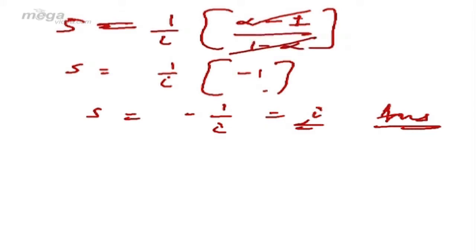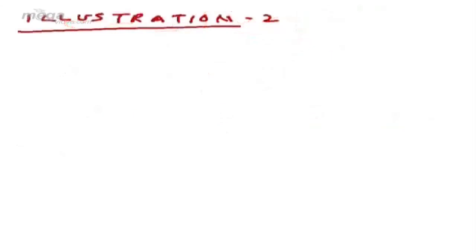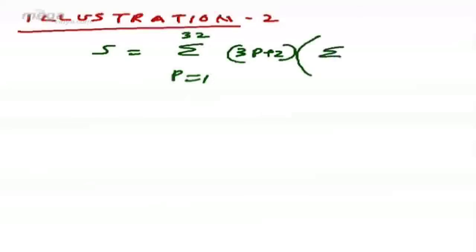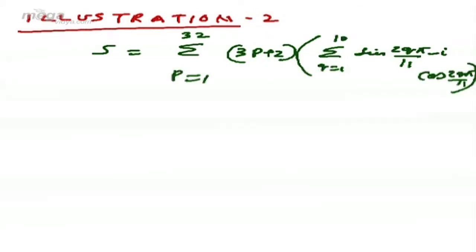Now let us come to the second example, illustration second. Now we slightly change the question. Now the question is, we have to find the sum of the series: summation of p equals 1 to 33 of (3p plus 2), times the summation of q equals 1 to 10 of (sin(2qπ/11) minus i cos(2qπ/11)) whole to the power p.